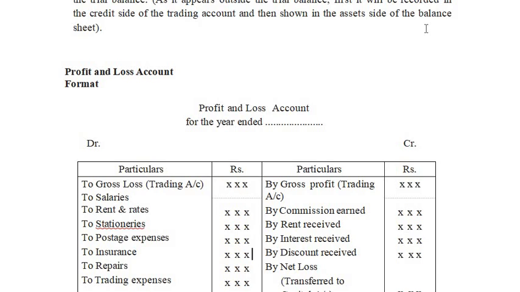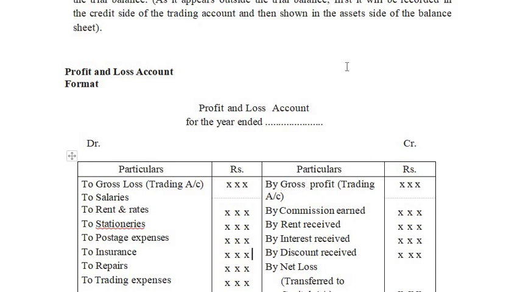Okay, so whatever result you have in the trading account, that particular result first you have to transfer to your profit and loss account. Suppose in the trading account you have a gross profit. Profit is nothing but an income. So that particular gross profit you have to transfer in the P&L account on the income side. Income side is nothing but the right hand side.